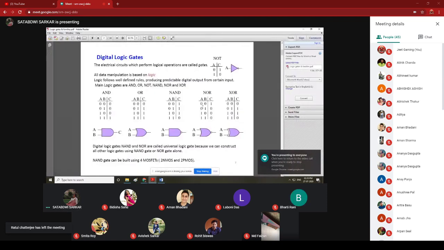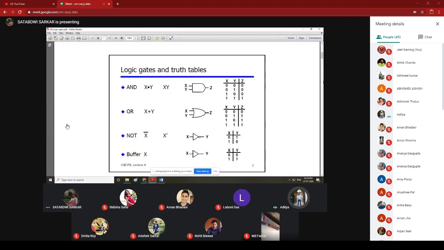Here also you can see the different logic gates, AND and OR. Now it is NAND, NOR and XOR. See this slide.